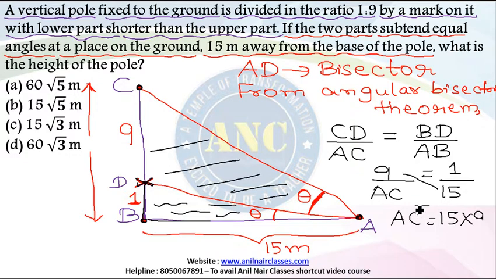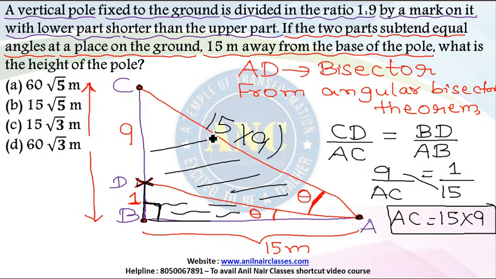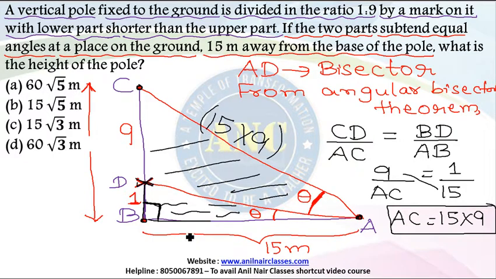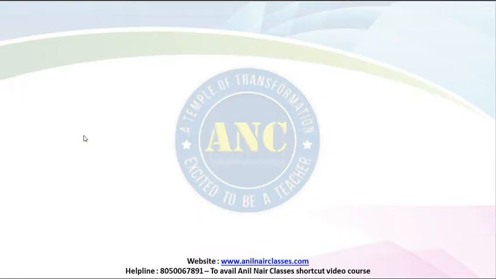Let me keep this AC value for later stages. So AC is nothing but the hypotenuse of this right angle triangle. The hypotenuse of this right angle triangle is 15 into 9 units. Right? It is 15 into 9 units. Now what is it that we require, sir? We require the BC value. Can I say that ABC is a right angle triangle? In this right angle triangle, base is given as 15 meters. Hypotenuse is given as 15 into 9 meters. This value BC can be found out by Pythagoras theorem.